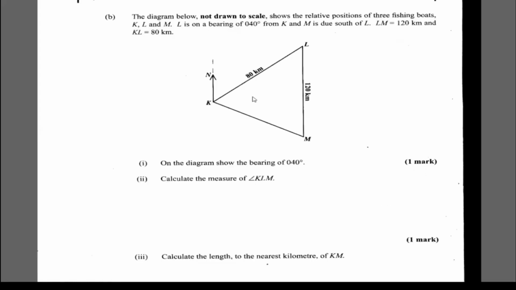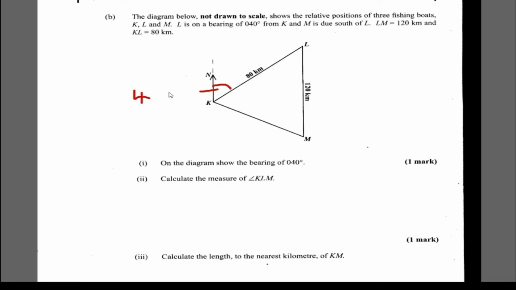Part B. Unfortunately, this year they don't give any circle theory, so this is just straight to bearings. A diagram below, not drawn to scale, shows the relative positions of three fishing boats, K, L, and M. L is on a bearing of 40 degrees from K. So here's the from position, and here is 40 degrees.